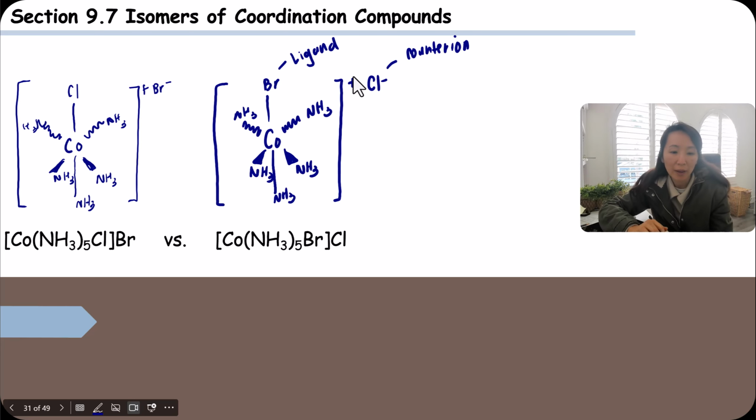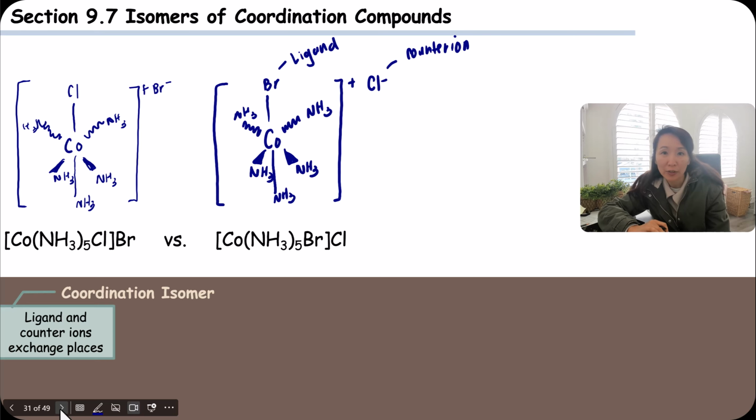So essentially what happened between the left and the right is that they have switched places. When there's a switch of the placement, comparing the two, we consider them as coordination isomers. So by definition, coordination isomers are coordination compounds that have ligands and counter ions that exchange places. So these two are coordination isomers of each other.